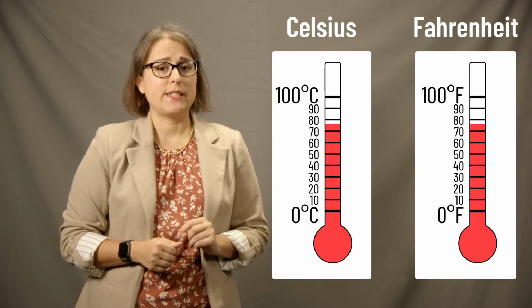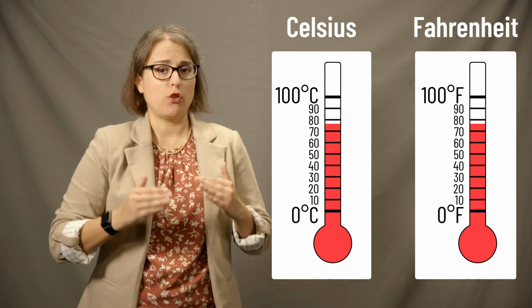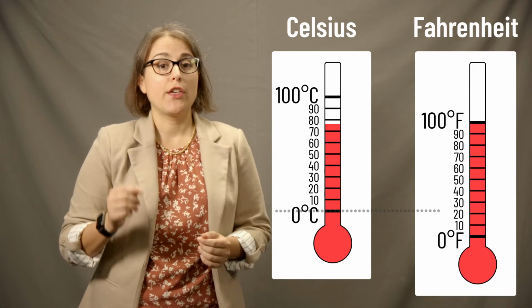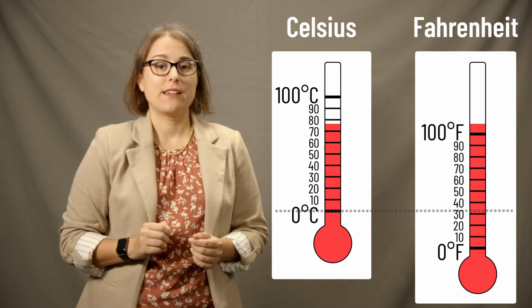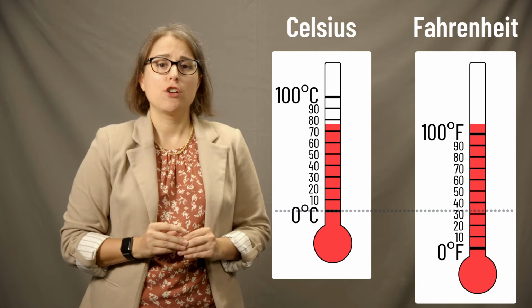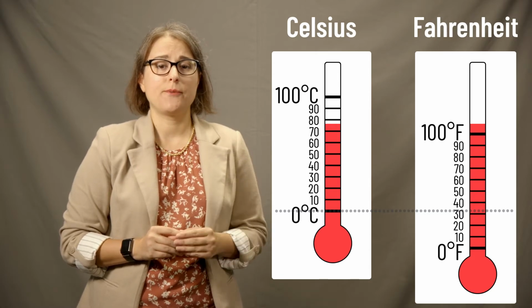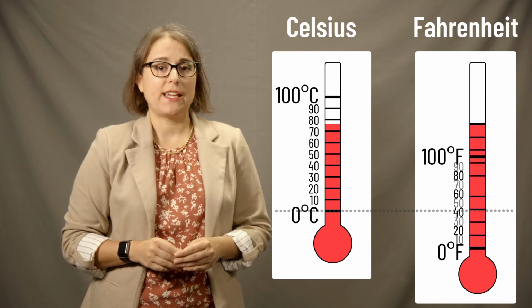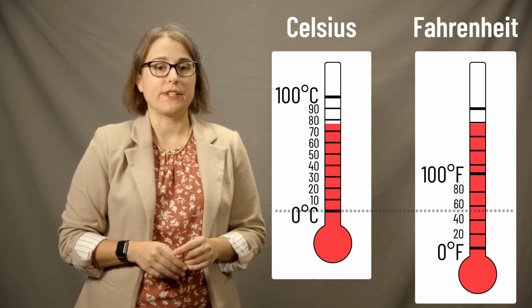First, we need to establish where the two scales overlap with each other. 0 Celsius is equal to 32 Fahrenheit. Then, we need to know how much of a change in one scale relates to a change in the other. A change in 1 degree Celsius is equal to a change in 1.8 degrees Fahrenheit.